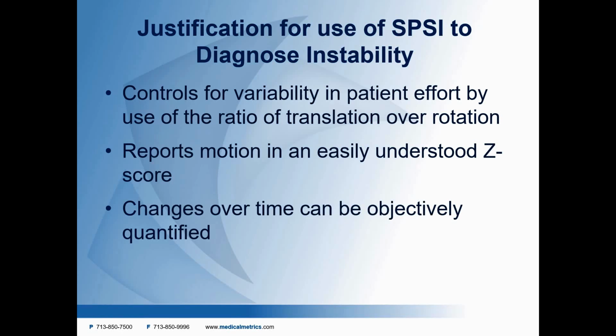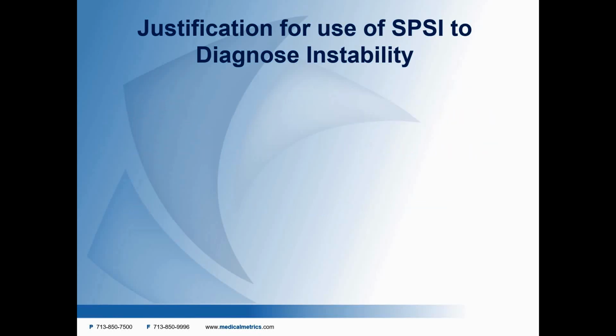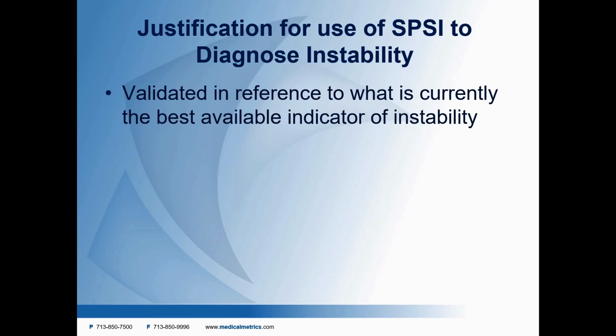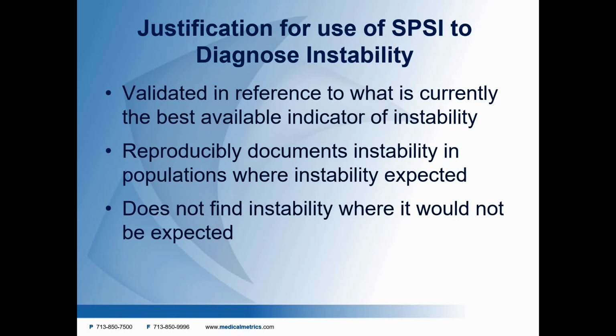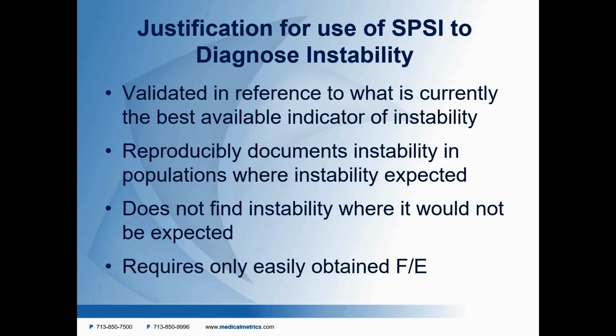Changes over time can be objectively and reliably calculated. It is validated in reference to what is currently the best available indicator of spinal instability. It reproducibly documents instability in populations where instability would be expected. It does not find instability where it would not be expected. It requires only easily obtainable flexion-extension radiographs.